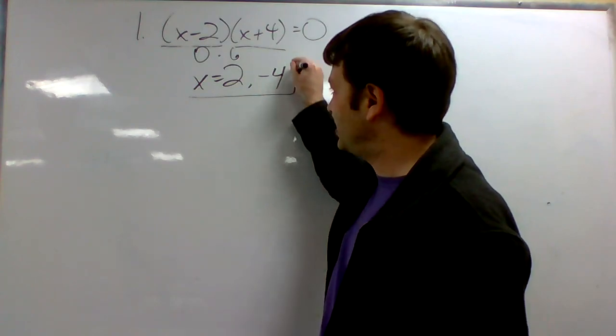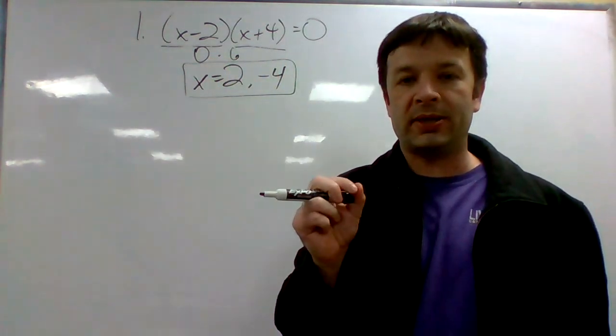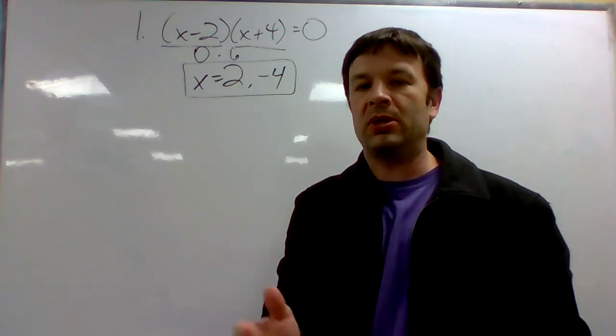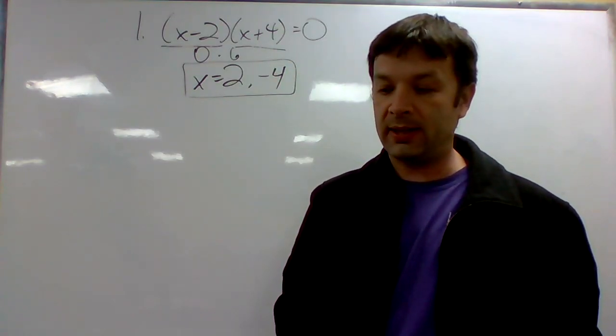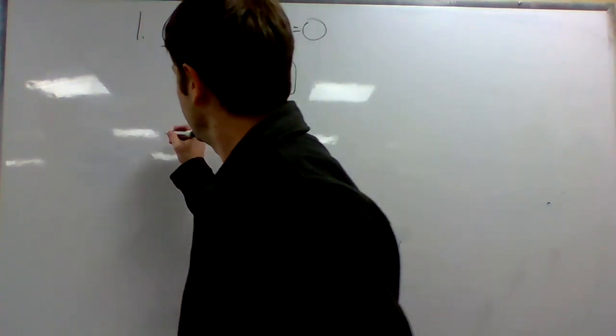So there's not really any work to do on these. You just ask, what x could I use to make this first parentheses a 0? What x could I use to make the second parentheses a 0? And those are the two answers, and that is all. Okay, number 3, a little bit different.